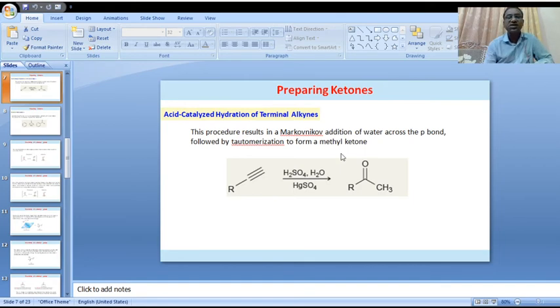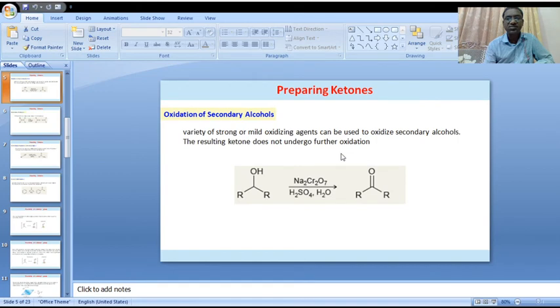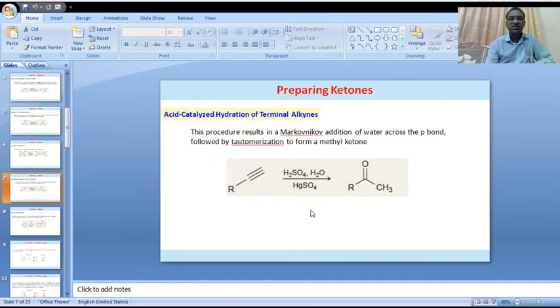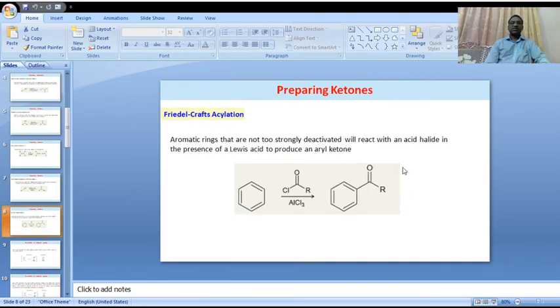In the last aldehyde preparation, please observe once, we were using borane. Instead of that, in this reaction we are using sulfuric acid and mercuric sulfate. In the presence of this particular reagent, it produces methyl ketone. Is it clear, all of you? Okay, this is about preparations of ketones.